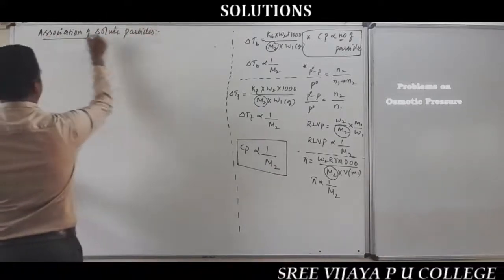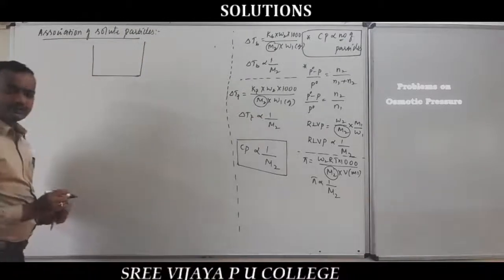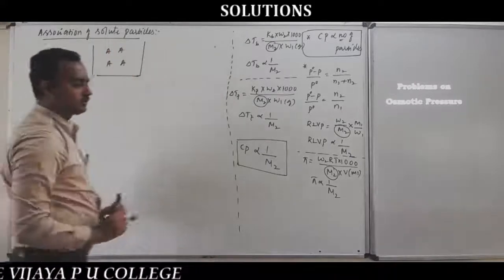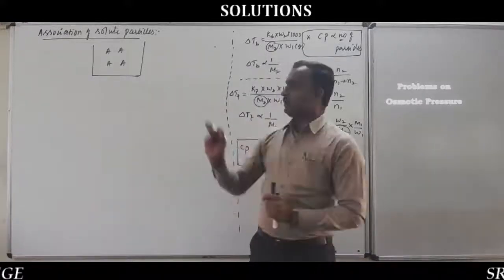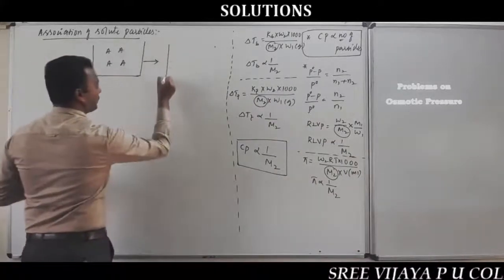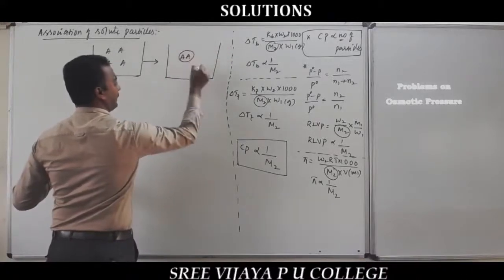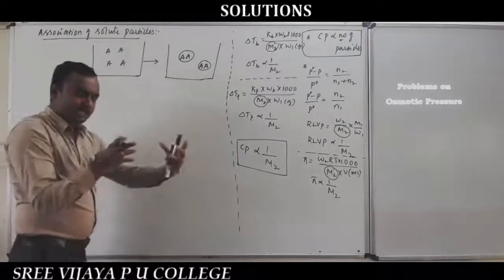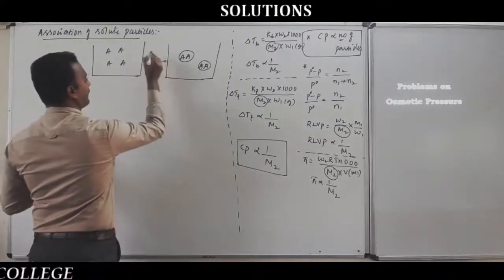Association of solute particles. Let me take a simple example. In a beaker, I have a solution. The solution consists of solute particles A. Let me assume that there are 4 particles before association. Now after association, what happens? Two particles are combined together, resulting in the formation of one particle. So here two particles are combined together to form one particle, that is called association. Now how many particles before association? So this is after association.